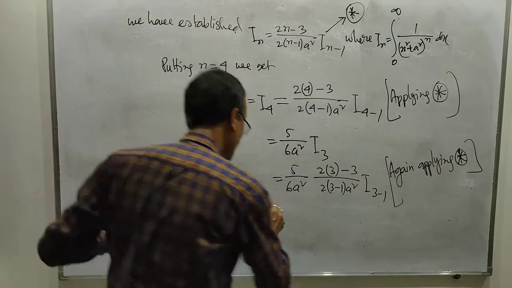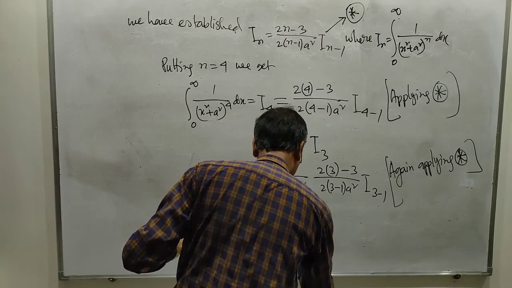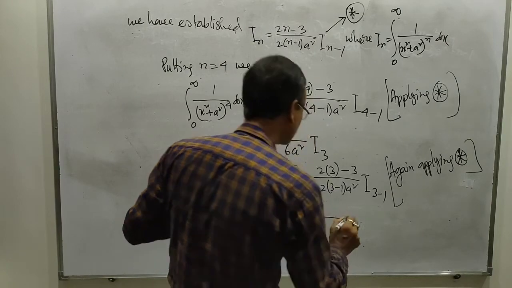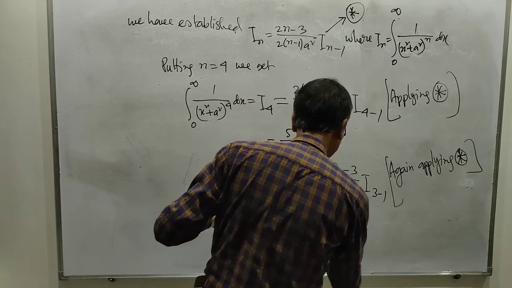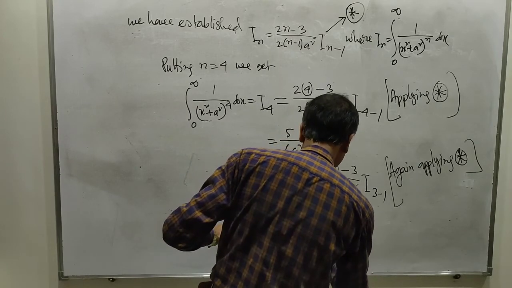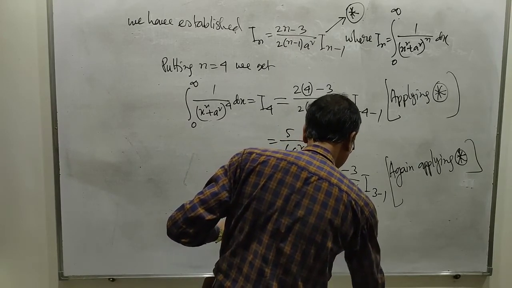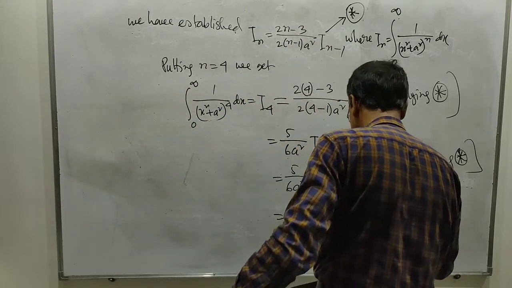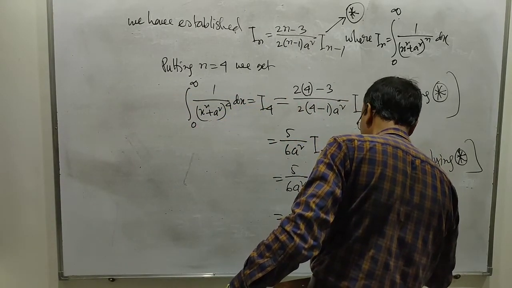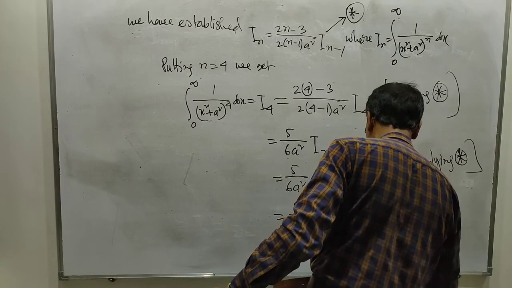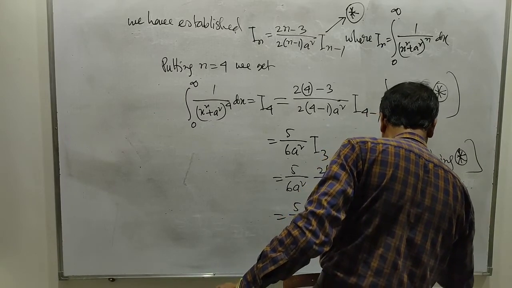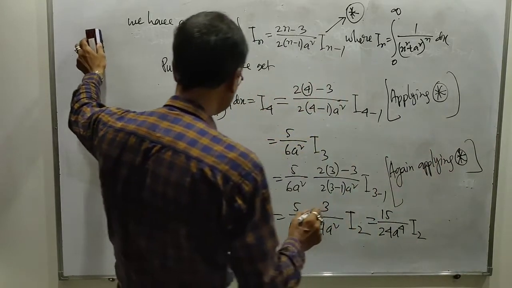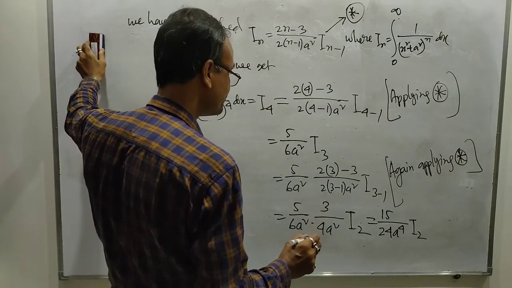Again applying the star formula, this is equal to 5 by 6 into 3 by 4 into I2. This is equal to 15 divided by 24 a to the power 4 I2.